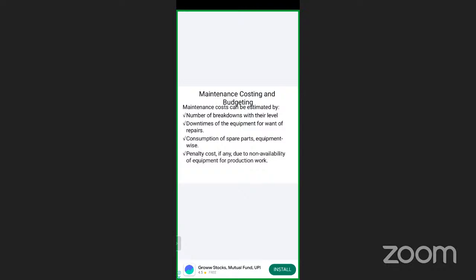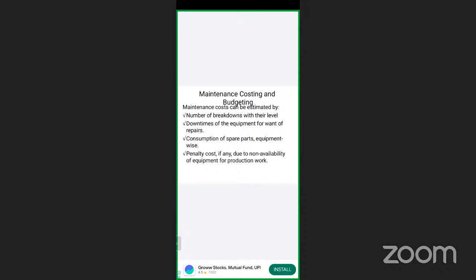So how much is the downtime of the equipment for the want of repairs? And there is also consumption of spare parts and equipment for every equipment. So these are the different costs which are to be estimated. When you are talking of maintenance costing, these are the different costs. The first cost is how many times there is a breakdown and what is the opportunity lost.